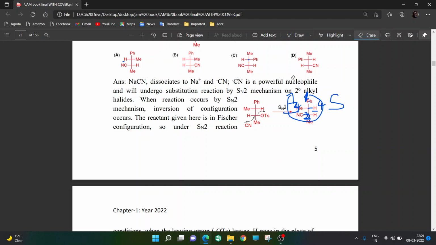Okay. So we'll delete this and we'll just remember that on this carbon, if I mark it as carbon number 2, on carbon number 2, the absolute configuration is S. Okay. And let us look at this. On this carbon, what is there?